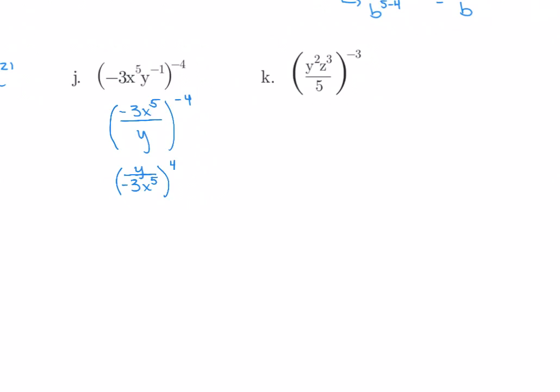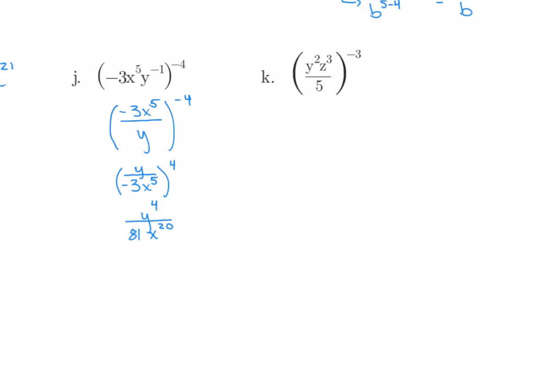And now I can go ahead and distribute my exponent. So everything to the fourth power, we get y to the fourth, negative 3 to the fourth. 3 to the fourth is 81. My negative is inside the parentheses, and remember, when you have an even number of negatives, your result is positive. So this is going to be positive 81. And for my x, I get 5 times 4 is 20. And we're done.